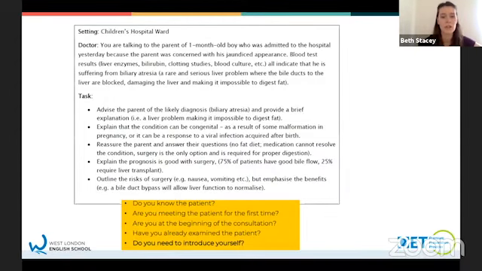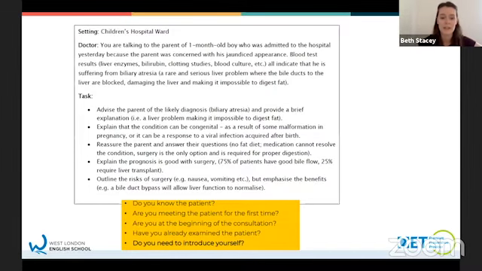Okay, so do you know the patient? Well, the chances are that yes, you do. Because if we read the beginning, it says you're talking to the parents of a 1-month-old boy who was admitted to the hospital yesterday. And now we've got the blood test results that indicate he's suffering from biliary atresia. So do you know the patient? Yes. Are you meeting the patient for the first time? No, you met them for the first time yesterday.